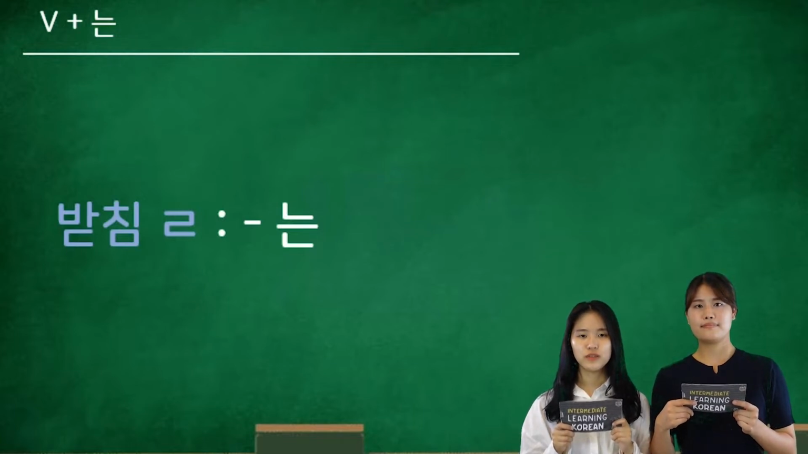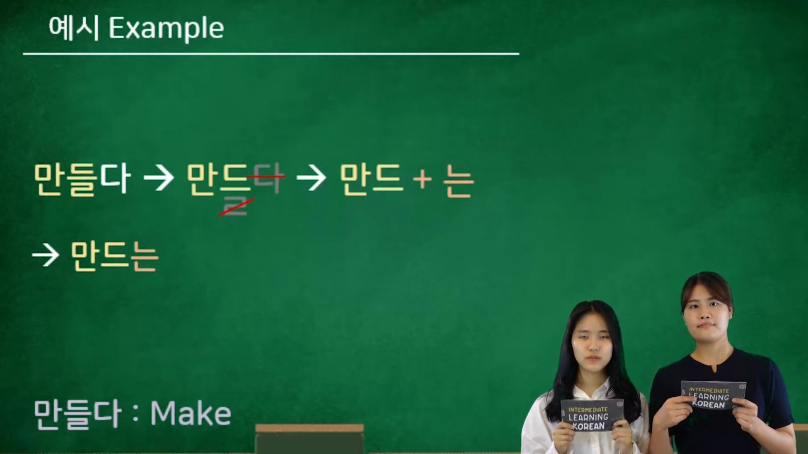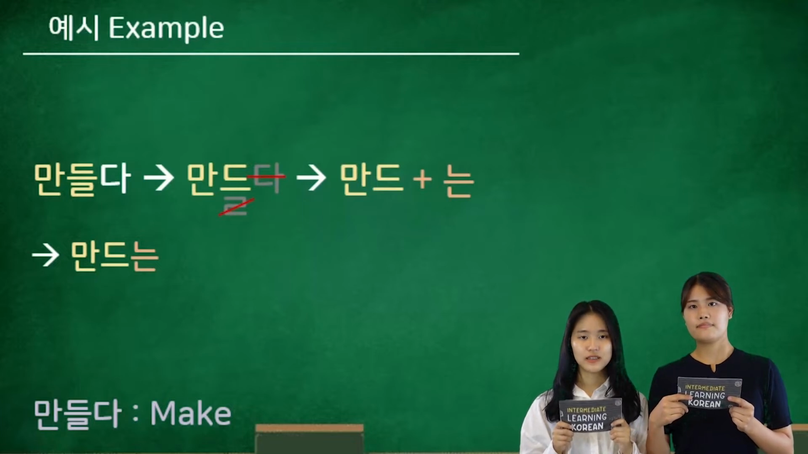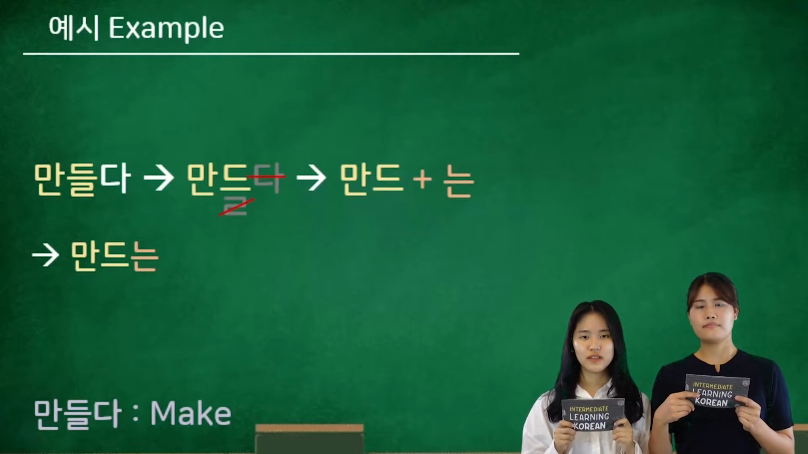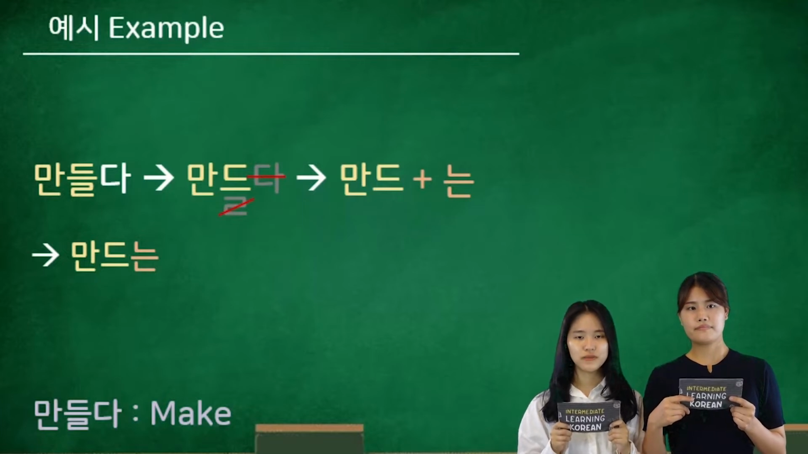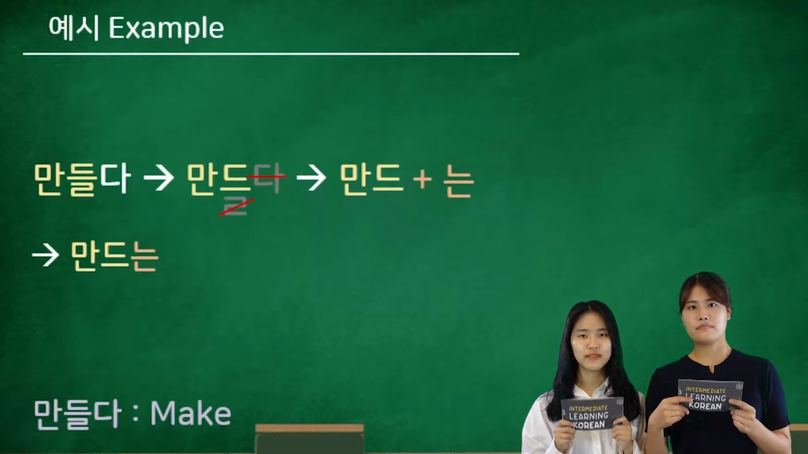Yes, I will review the case when the final consonant is 리을. First, you can remove 리을 and add 는. For example, if you see the verb 만들다, first delete 다. Then, you can see that the final consonant of the verb stem is 리을, right? Yes, then remove 리을 first and use 는. So it becomes 만드는.